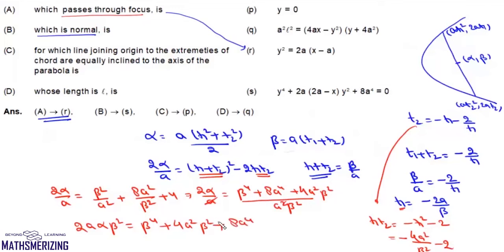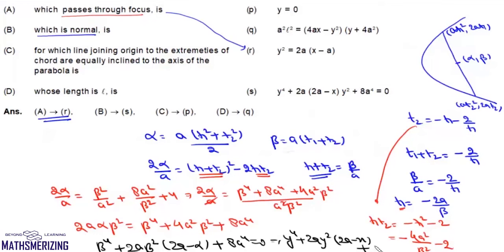Now we'll take everything on the right hand side. Then we can write this equation as beta to the power 4, and then we'll take 2a beta square common, and we'll get 2a minus alpha plus 8a to the power 4 equals to 0. Now in the end, we'll replace beta with y and alpha with x. So this equation will be y to the power 4 plus 2a y square 2a minus x plus 8a to the power 4 equals to 0, and that's your option S. So that means B, it is matched to S.